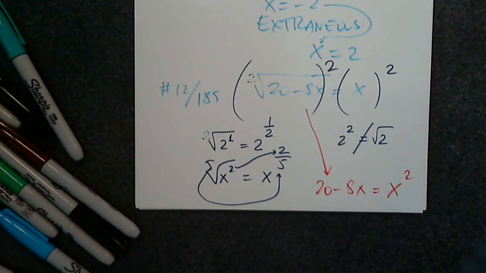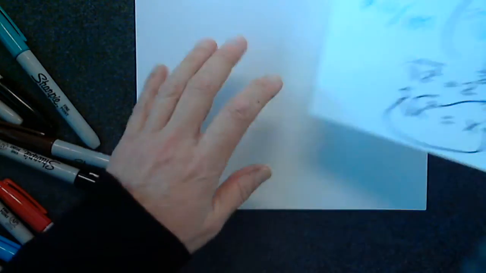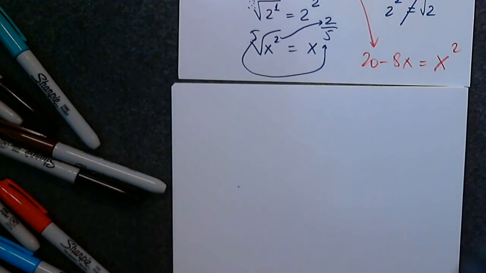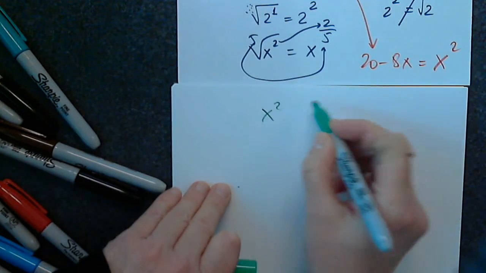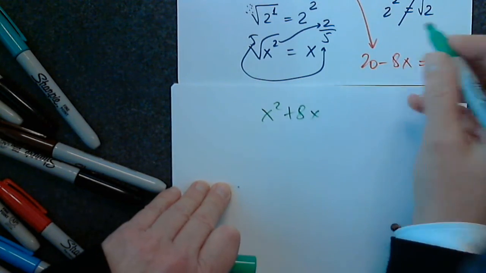Set it equal to 0. Excellent. I have to. Yes. So I'm going to move negative 8x to the other side, and I'm going to move 20 to the other side.